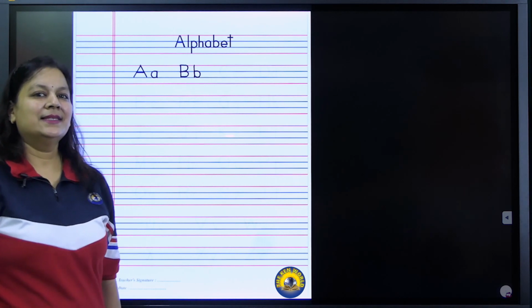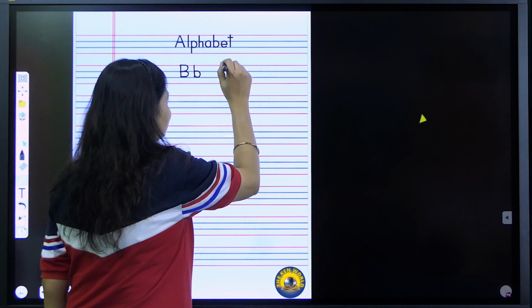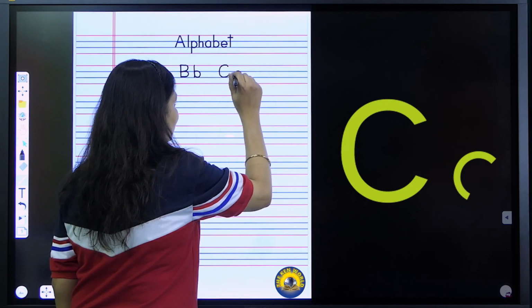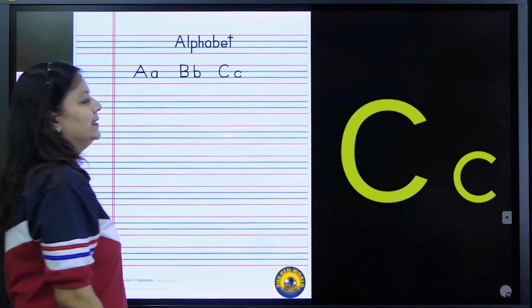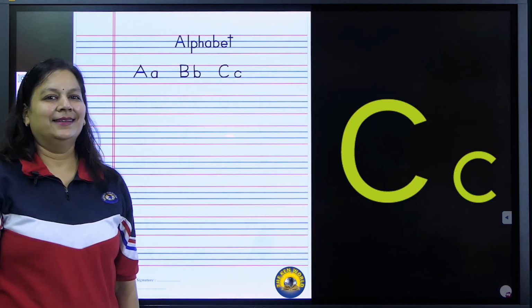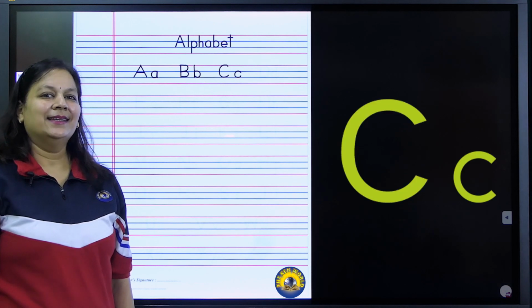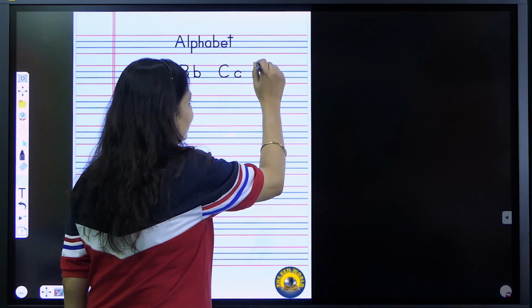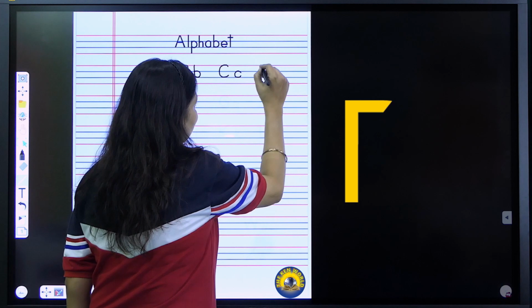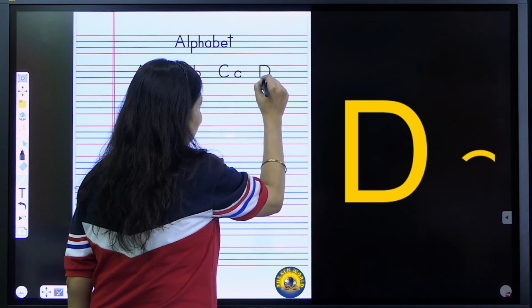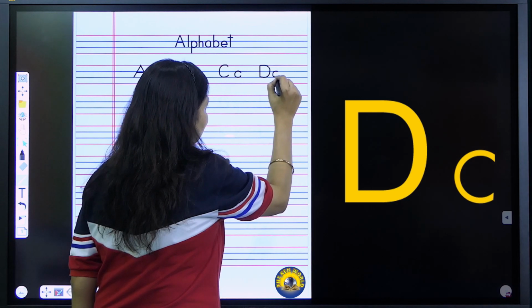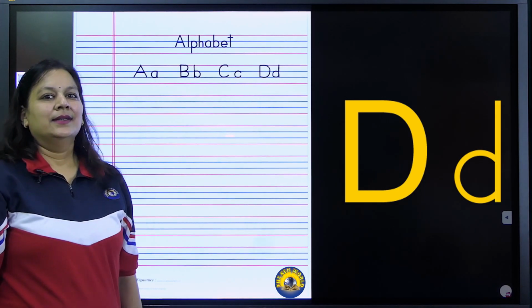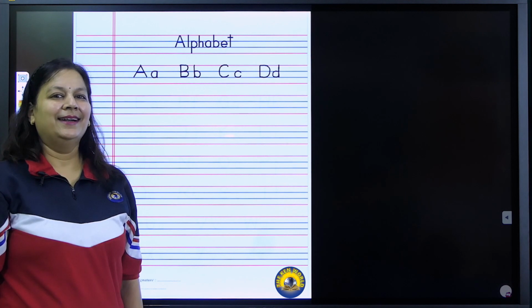The next letter is C. Uppercase C. Lowercase C. Speak loudly. C. C. C. What comes after C? Yes, it's D. Uppercase D. Lowercase D. Say with me. D. D. D.